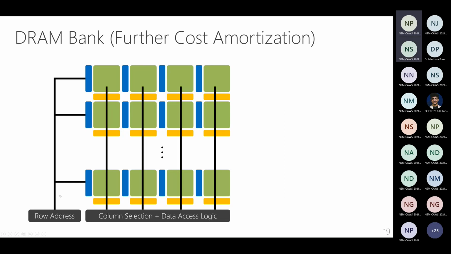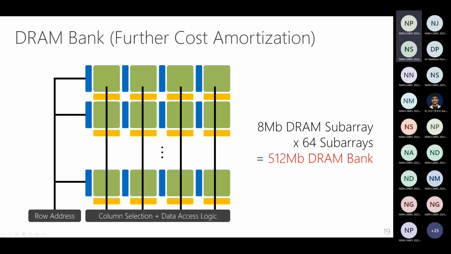Right, and I've essentially marked these wires slightly thicker because they are indeed much thicker wires, because they have to span the entire length of the DRAM bank, and as a result, the number of wires is also fewer here. Right. So in this particular case, we have 8 megabit DRAM subarrays, and let's say I have 64 subarrays, then that essentially makes a 512 megabit DRAM bank.